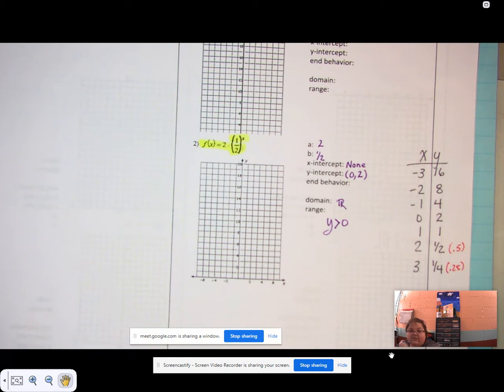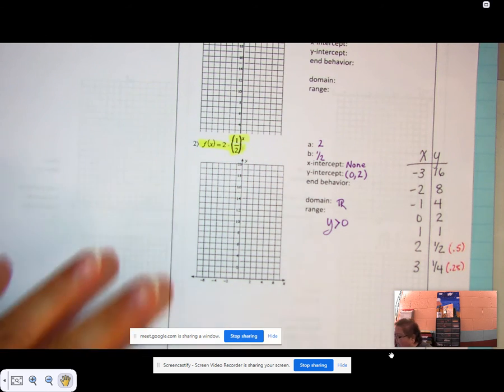And this is a good check also. If you do it this way, then when you graph it, you can double check and make sure that you have your function going the right way. Okay? So let's plot these ordered pairs and see if we've got that correct.